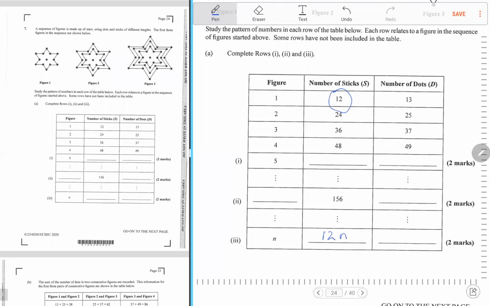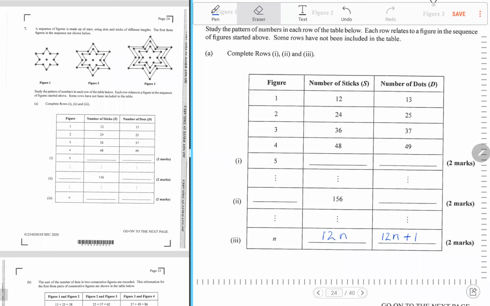Then over here now, again, if you notice, it's still increasing by 12. This is the number of dots. So again, 12n is a part of the formula, and it's 12n plus something or 12n minus something. To know which, you look at the first figure where n equals 1. 12 times 1 is 12, and you have to add 1 more to get 13. So the formula for this column is 12n plus 1. As simple as that. Once you know the formula, you can answer anything after that using the formula.